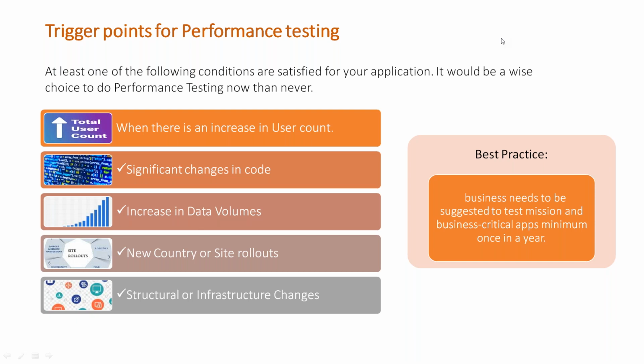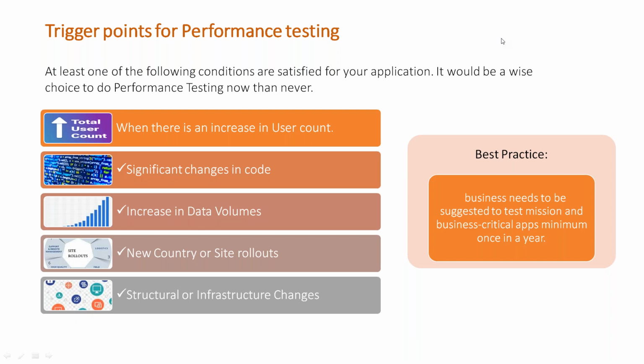Then the next trigger is a significant change in the code. The best example I can think of, you will read about this also, is garbage collection. If you write unnecessary methods, unnecessary GCs will be triggered, and it can become one of the issues.